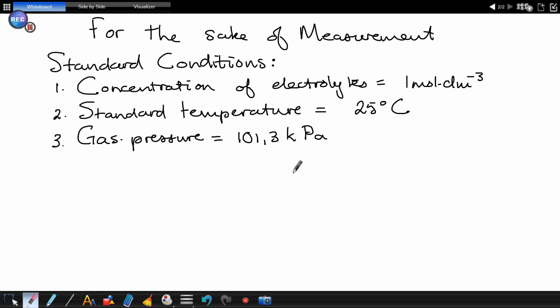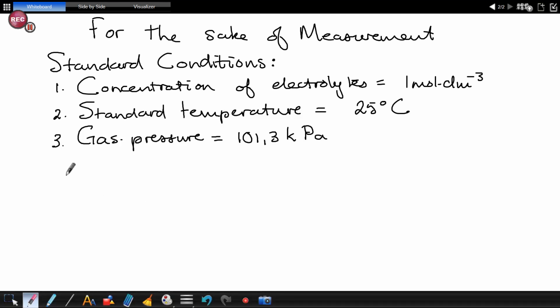Now, in my experiment, I did not have standard conditions. I didn't worry about the concentration of the electrolytes there. And today is obviously much colder than 25 degrees Celsius, so that reaction is taking place slower. And there are no gases present, so we don't need to worry about atmospheric pressure. We'll talk about this and its effect a little bit later.